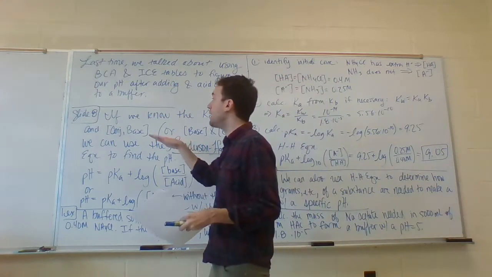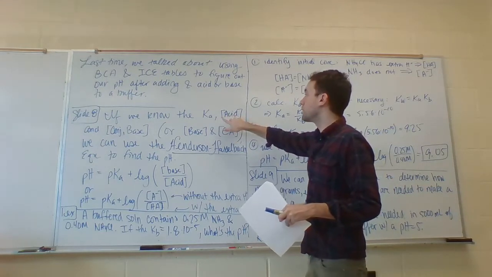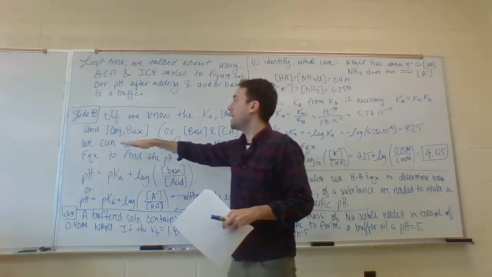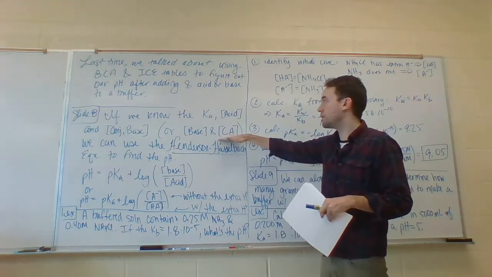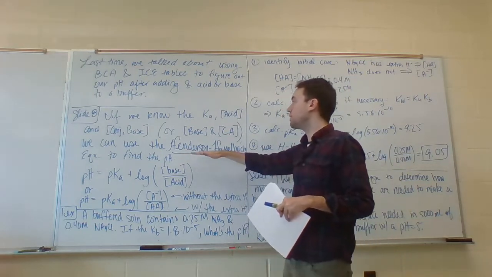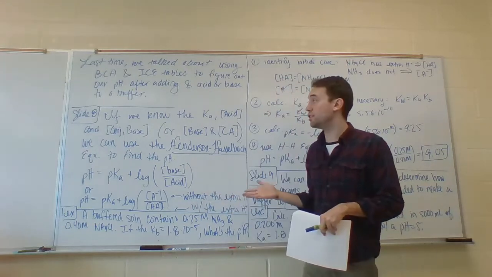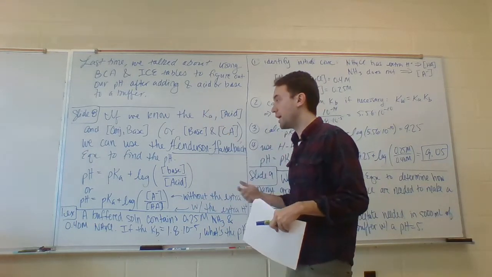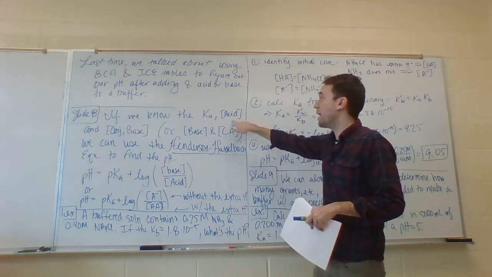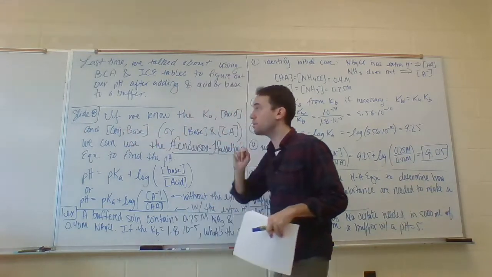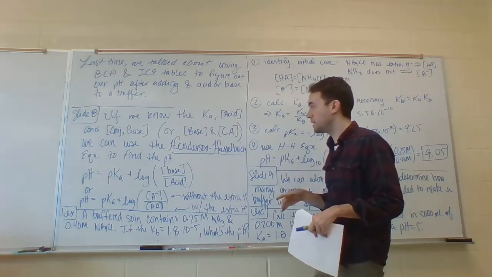Now, moving on to slide 8, if we know the Ka, the concentration of our acid and the concentration of its conjugate base, or if we know the base and its concentration of conjugate acid, then we can use the Henderson-Hasselbalch equation to find our pH. This is usually a lot easier method than going through the whole process of writing out an ice table. Okay, but in order to use it, you have to know the Ka, you have to know the concentration of the acid and the concentration of the base, or the base and conjugate acid respectively, depending on the problem.